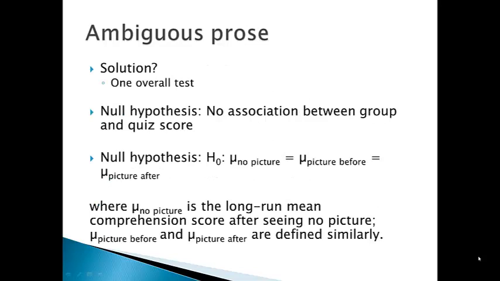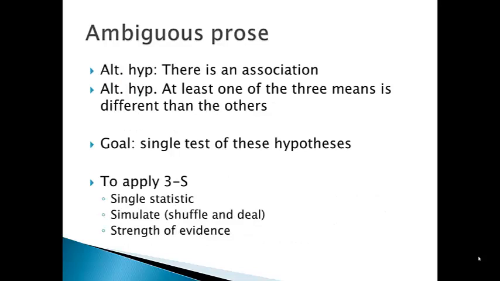So what's the solution? The solution is to do one overall test. So if the null hypothesis is that there's no association between the group you're in and your quiz score, in other words, that the average quiz score in each of the 3 groups is the same, and the alternative hypothesis is that there is an association, in other words, that at least one of the 3 average scores is different than the others. If we test these hypotheses, then we've done a single test, and we can control the type 1 error rate by using an appropriate significance level.